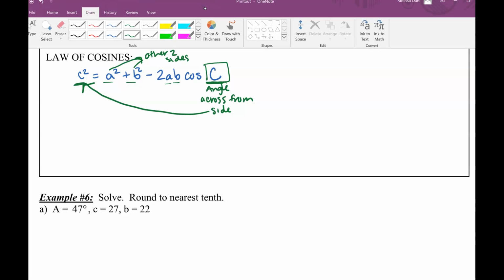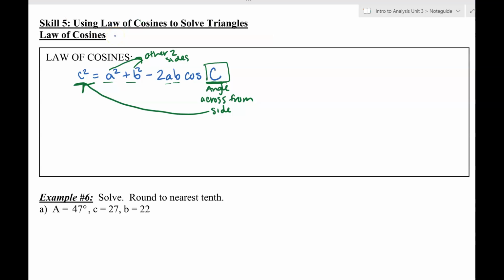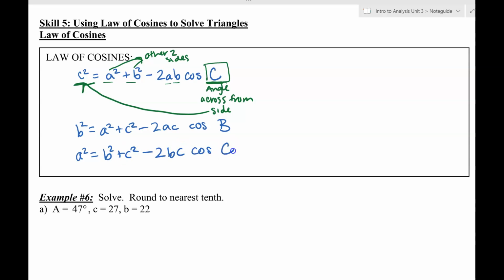And this formula can be used any way with any of the three angles and sides of the triangle, so you might see it written these other ways as well. Again, they don't have to use these A, B, and C letters. So just be aware of what we're actually using in the formula. So again, side across from the angle, okay? So these ones are across from each other, and then these other ones are just the other two sides of the triangle. Okay?